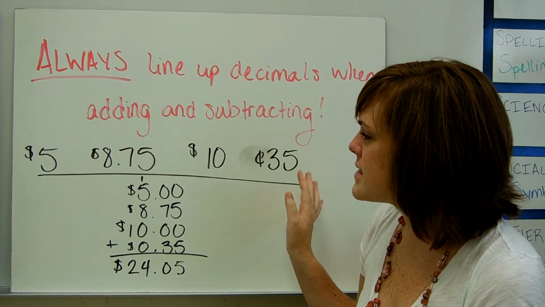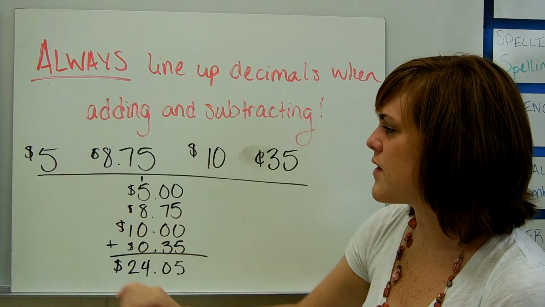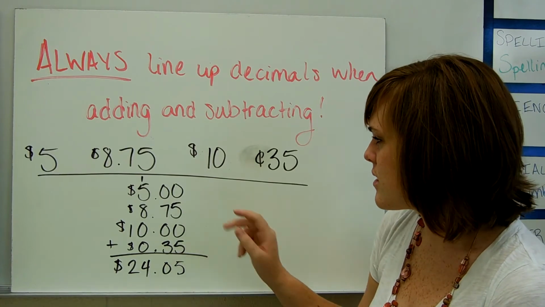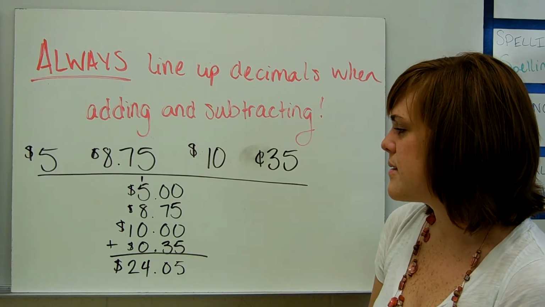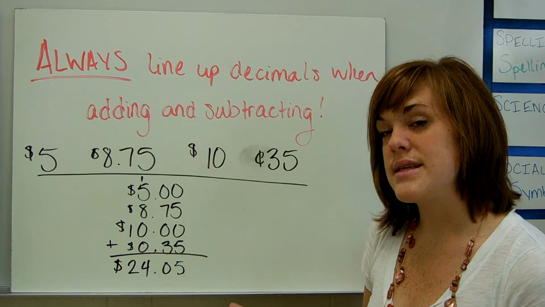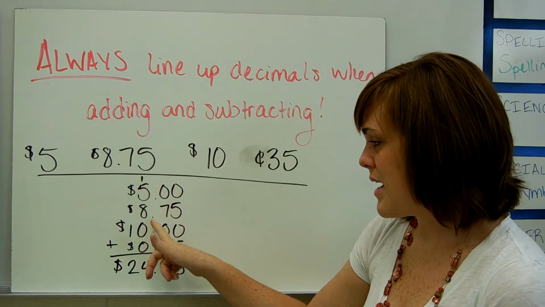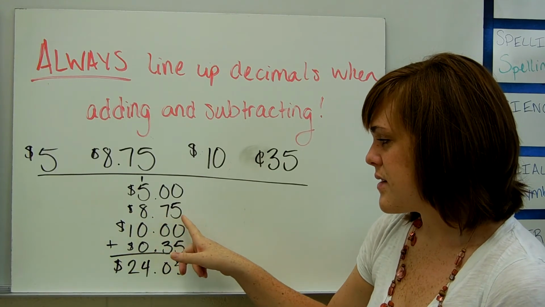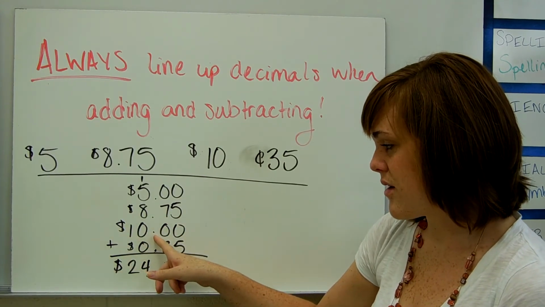Okay, so let's say I bought 4 things at the store. One cost $5, one was $8.75, one was $10, and one was 35 cents. If I'm going to add those together, I need to make a line of decimals right down the middle. So this is $5 plus $8.75 plus $10.